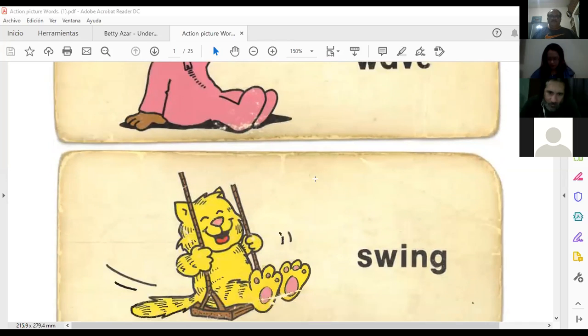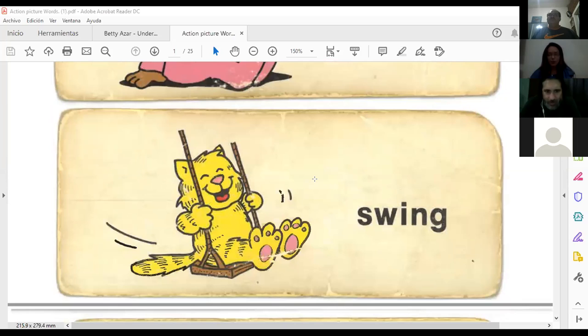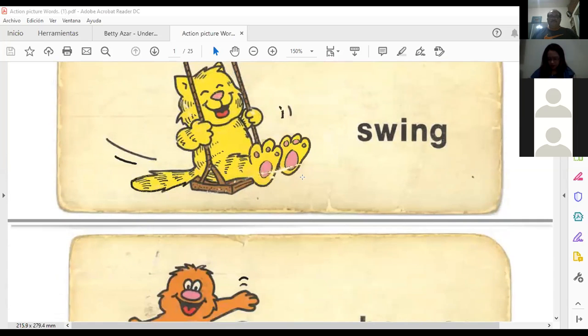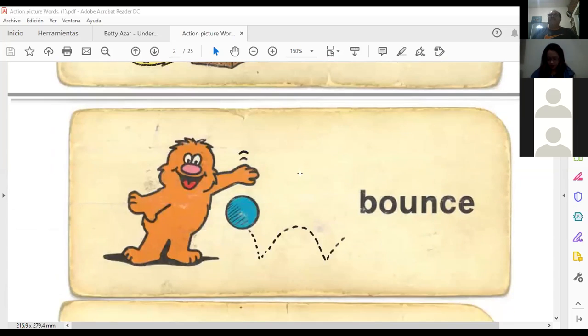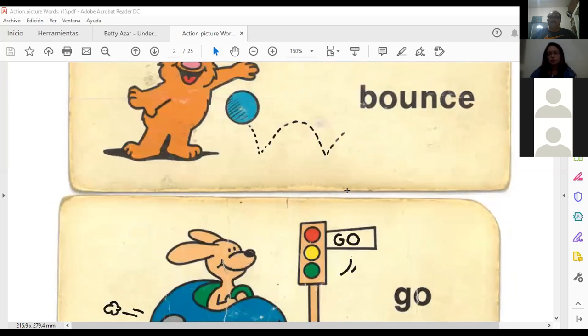The next one. Swing. Swing, swang, swung. Okay, have you ever swung on a swing? Yes, when we were little kids, right? I love it. Nice. Swung. Bounce is a regular verb, bounced. Have you ever played basketball? Yes. Okay, if you have played basketball, then you have bounced a ball. I have bounced a ball when I have played basketball.